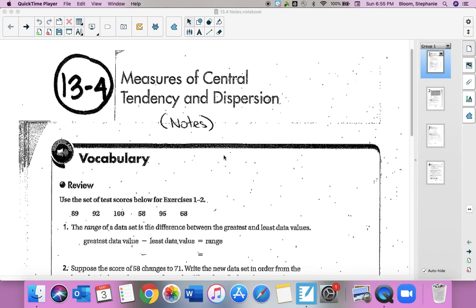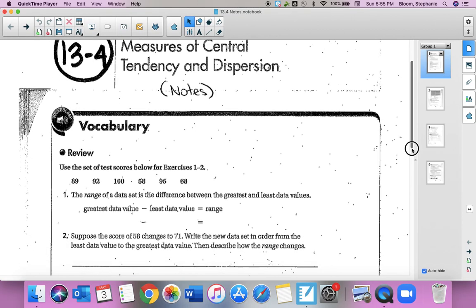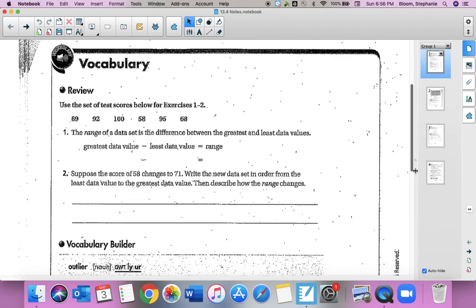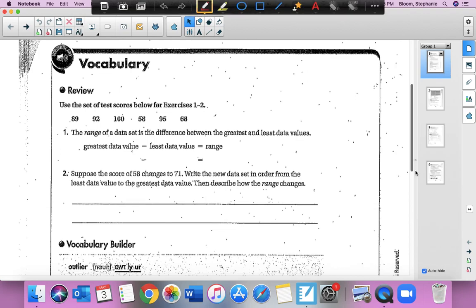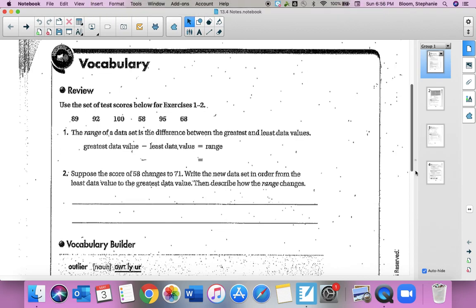13.4 is about measures of central tendency and dispersion. And this first vocab word, this is going to be a lot of vocab. The first vocab word is what we call the range, okay? And the range of a data set is the difference between your greatest and your least values, okay?